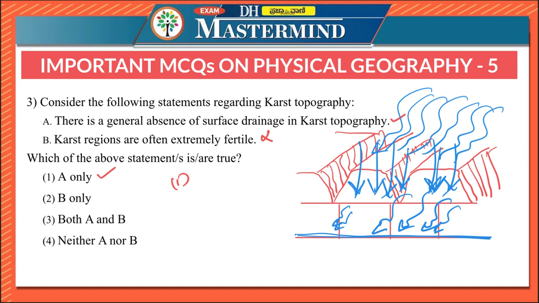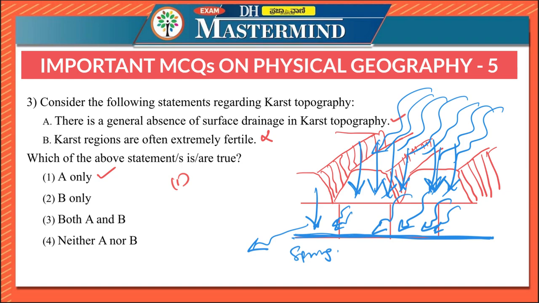So when the water reaches deep underground and reaches non-porous rocks, limestone is porous rock. That is why water seeps underground, and when water ultimately reaches a non-porous rock, it re-emerges as a spring or resurgence, it is called.